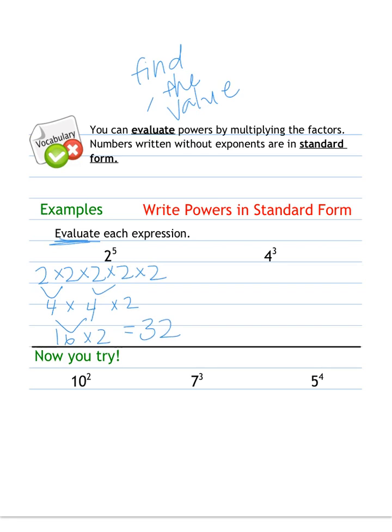Okay, on this next one we have 4 to the power of 3, so we are taking 4 times 4 times 4. Okay, we aren't done here. We have to evaluate, so we have to actually find the value of it. So 4 times 4 is 16 times 4, that extra 4 that we have. Well, 16 times 4, I know, is 64. All right, so 4 to the power of 3 equals 64.